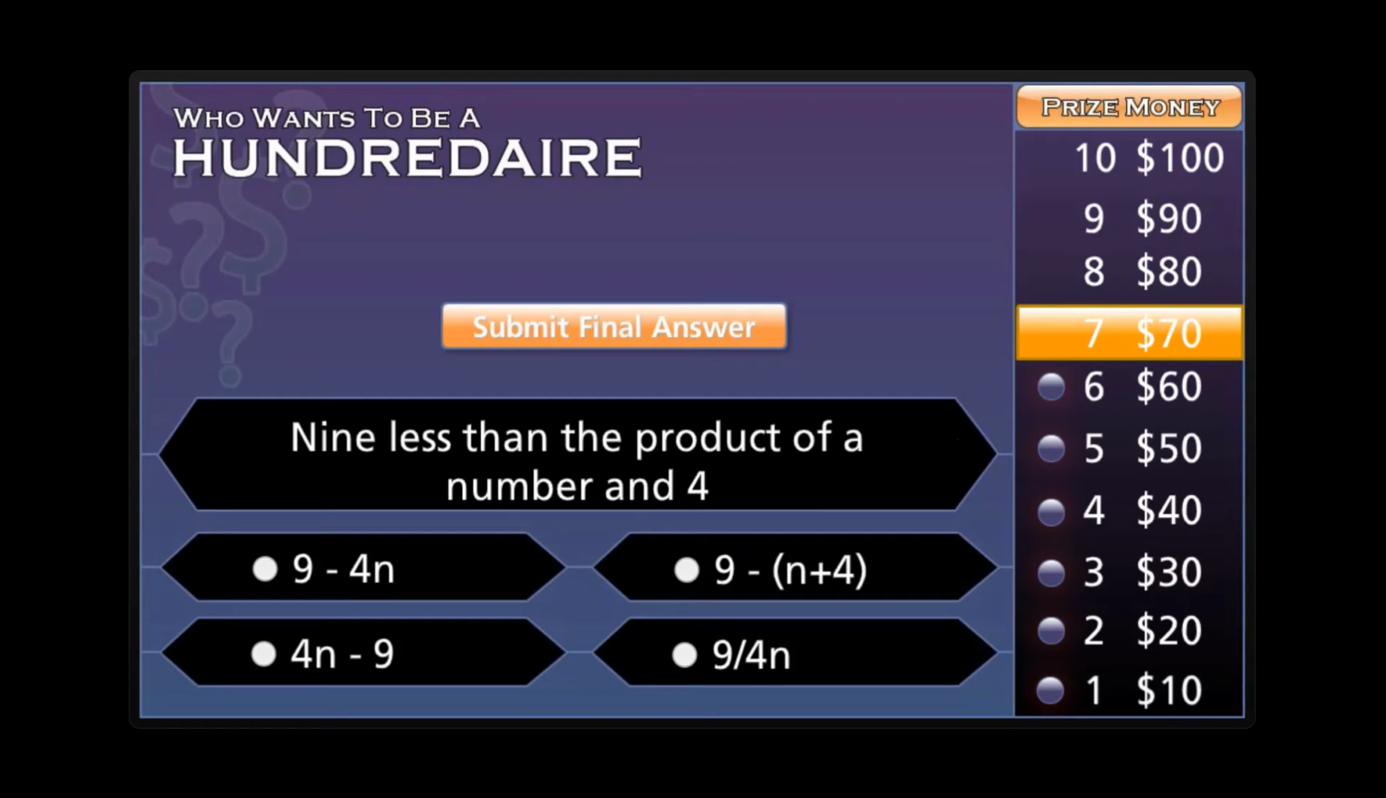Next one, 9 less than the product of a number and 4. So 9 less is obviously subtraction, and then product is multiplication. So we can cross out this one because a slash always means division. Division is not in this problem. And then here you can see the addition sign, so it's not this one. So out of these two, it would be this one. Order is very important. That's one way you can choose your answer.